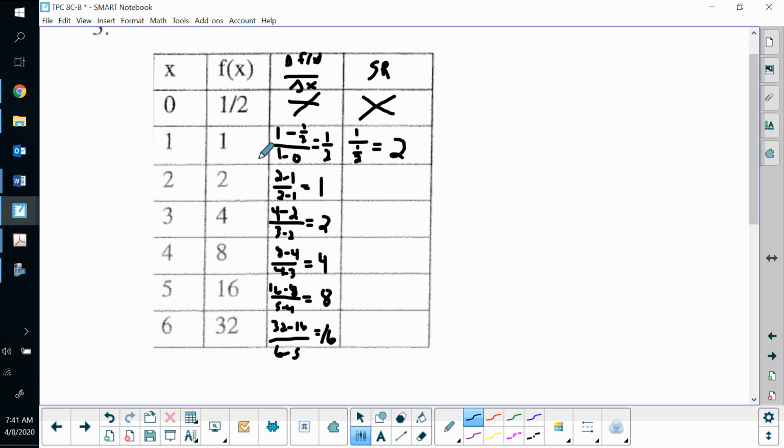Next one, take our y value of 2, divide it by the one before it, so we'll have 2 divided by 1 is 2. We'll take our y value of 4 divided by the one before it. 4 divided by 2, we get 2. And if we keep going, we'll have 8 divided by 4, which is 2. We'll have 16 divided by 8, which is 2. And we'll have 32 divided by 16, which is 2. So the thing that should stand out here is your successive ratio column is all the same. So that tells us we are working with exponential.